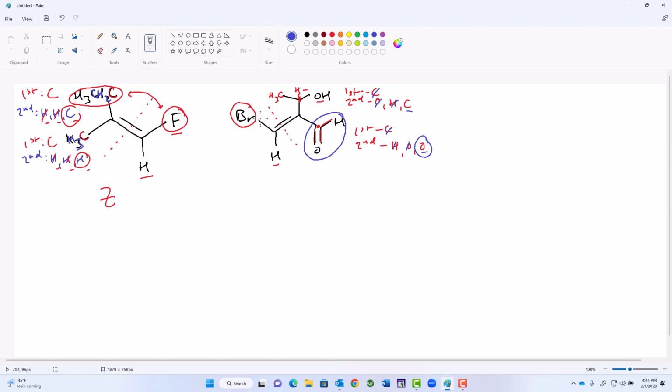We then look at the relative position of the high priority groups to one another. We see they are on opposite sides of the double bond. So in this case, this alkene would be assigned E. It would be an E alkene.